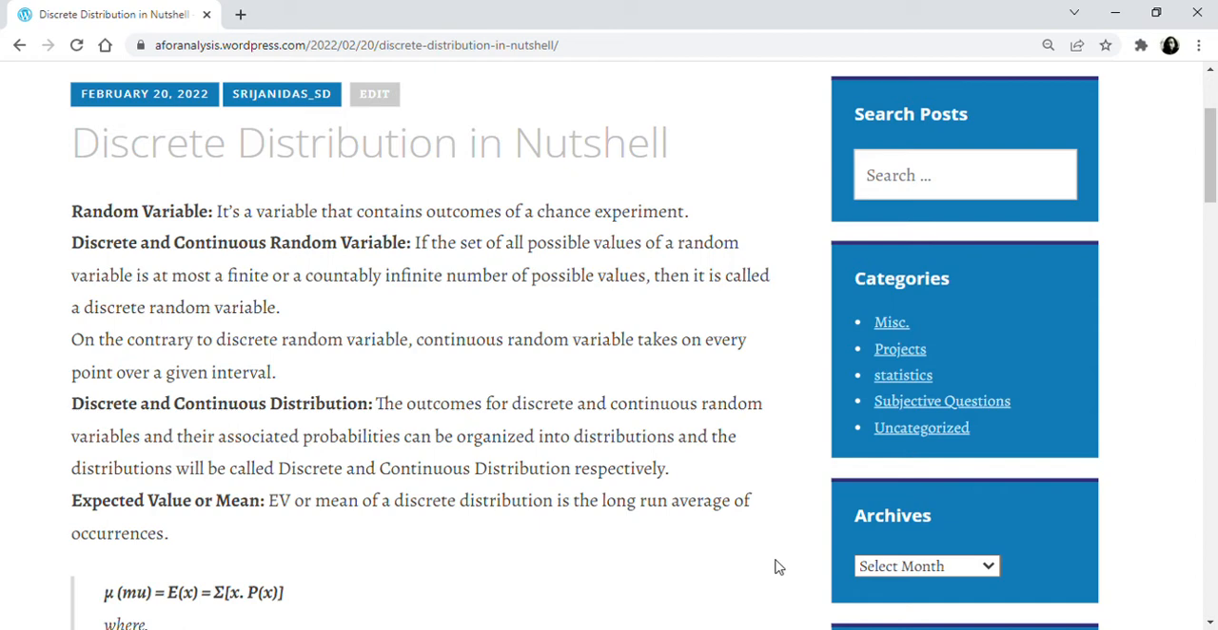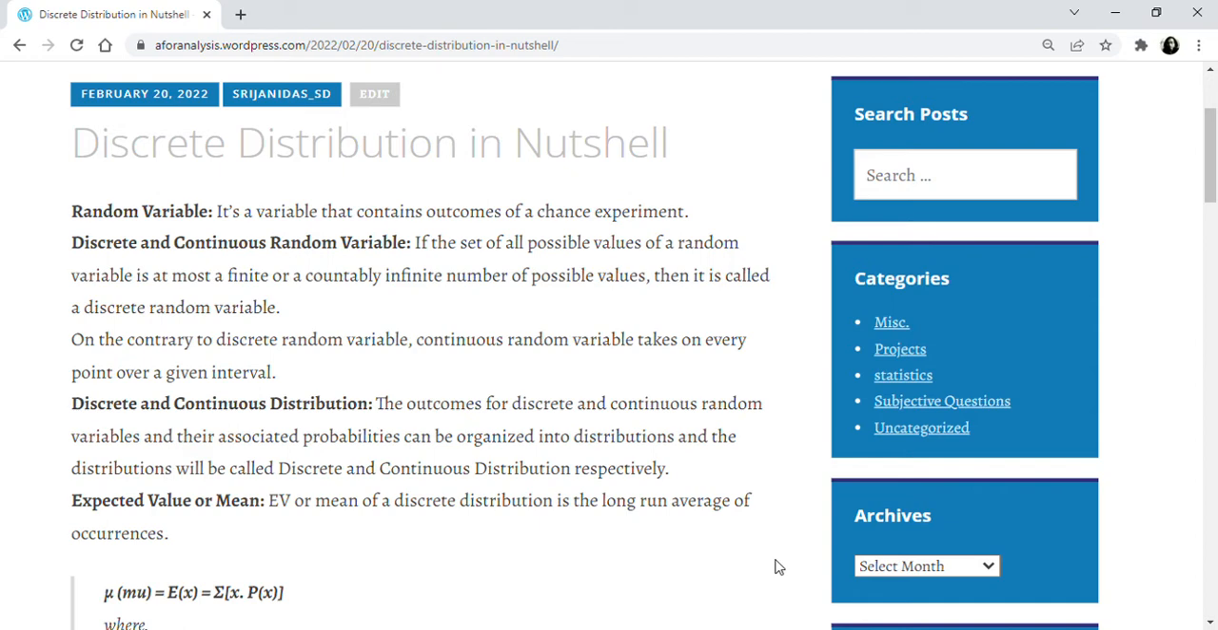On the contrary, the continuous random variable takes on every possible value, every point over a given interval. So the values are not discrete, the values are rather continuous. That's the difference, and it can take every point over a given interval. Next is discrete and continuous distribution. So the outcomes for discrete and continuous random variables and their associated probabilities can be organized into distributions and they will be called as discrete and continuous distributions respectively.